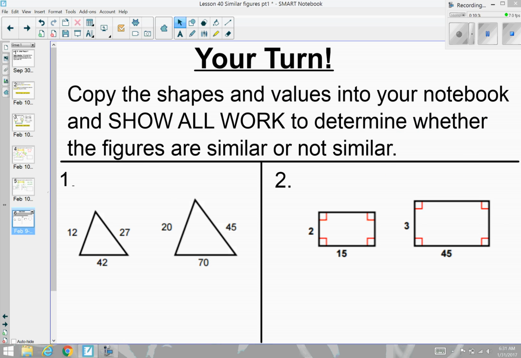All right. Tonight, your homework on the Your Turn page is to copy these two examples down. Here you have a set of triangles and a set of rectangles. I want you to use proportions to prove whether or not these figures are similar to each other. Remember to show all of your work. Good luck. We'll see you next time.